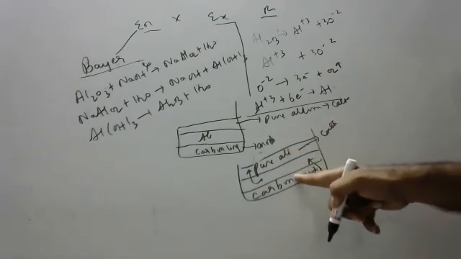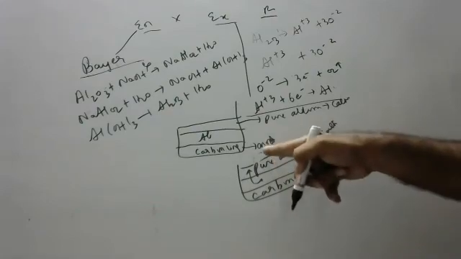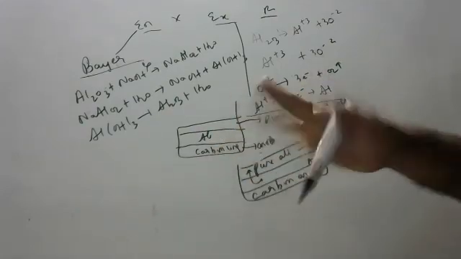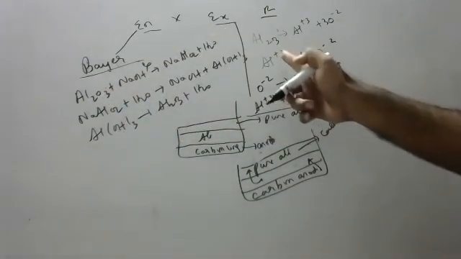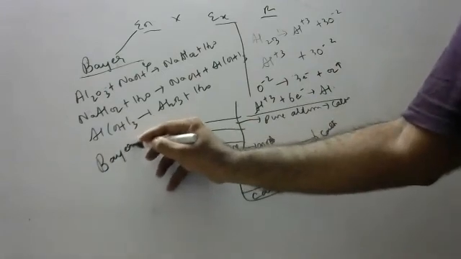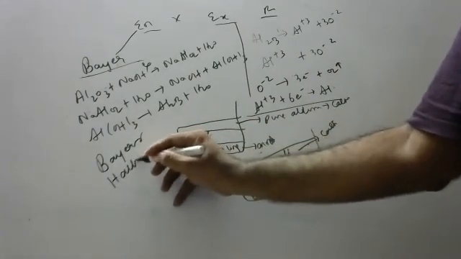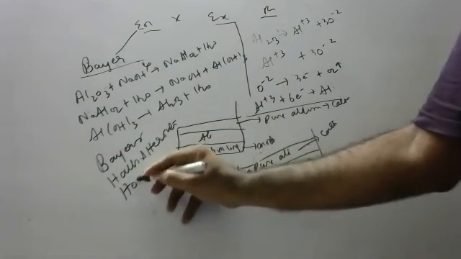From anode, aluminium is coming to the middle layer. From the middle layer, pure aluminium is going to the pure aluminium. This is how it is done. Bayer's process, Hall-Heroult process, Hoope's process. First one is Bayer's process, second one is Hall-Heroult process, and third one is Hoope's process.